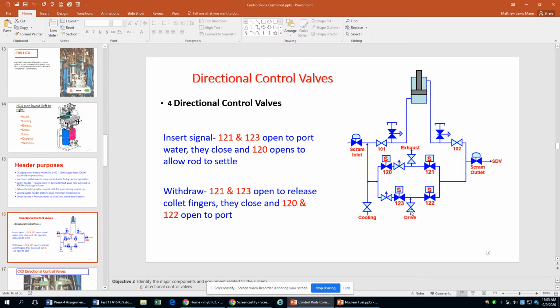So what the withdrawal signal is going to look like, our water comes here from the drive header, and it's going to go right this time. And it's going to go up above the piston and push down on it. And again, we need to exhaust this water that's on the bottom. So it's going to come out and make its way to the exhaust header, because those are the two that we need to open to actually get the water out.